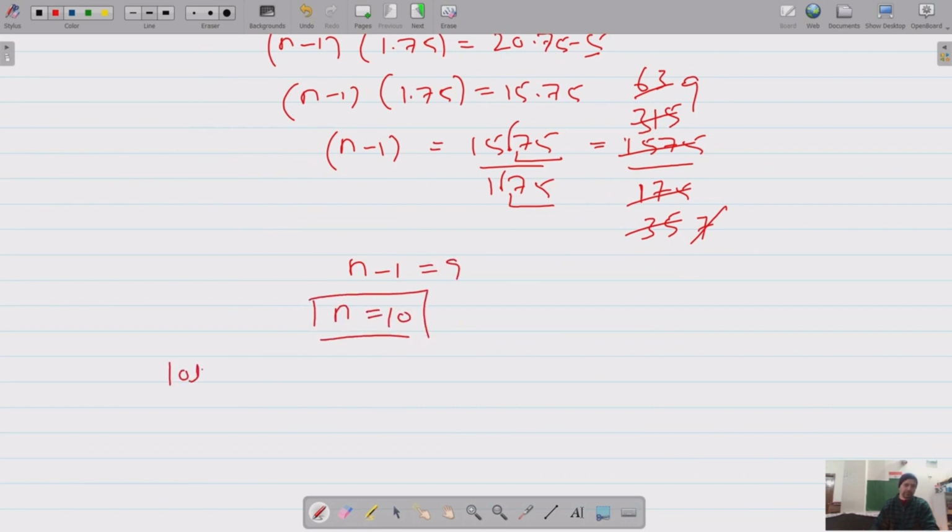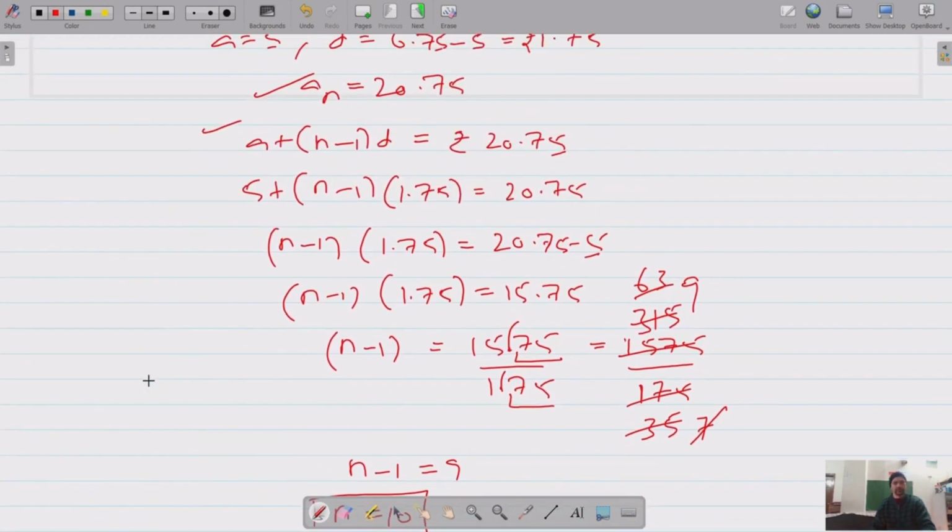So in the 10th week, Ramkali will save rupees 20.75. And that's also our final question for this exercise, 6.5.2.